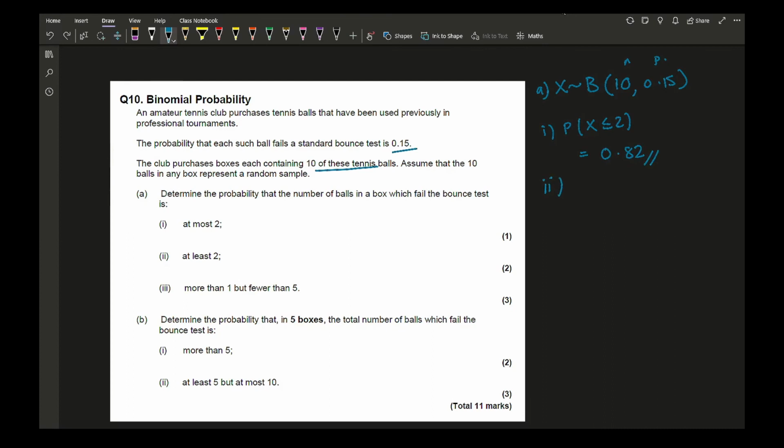Part 2, it says at least 2. So this is the probability where X is greater than or equal to 2. Now that is equal to 1 minus the probability that X is less than or equal to 1. So working that out, you should have 1 minus 0.5443, which gives me an answer of 0.4.